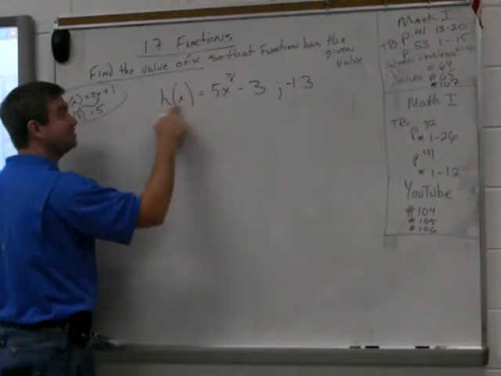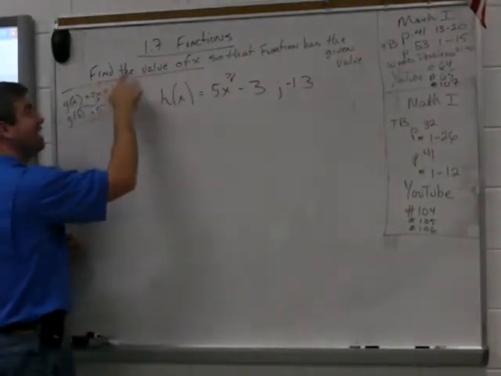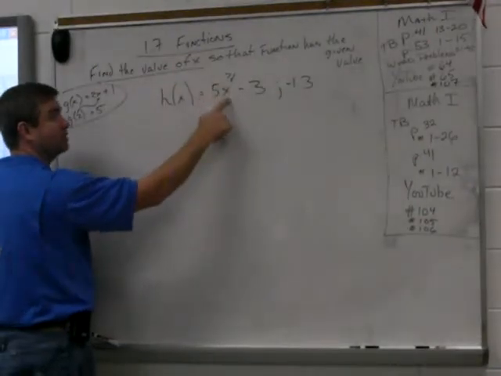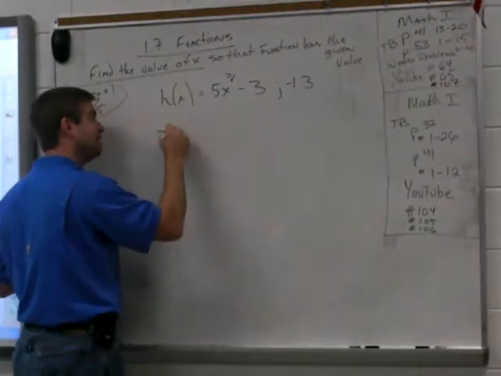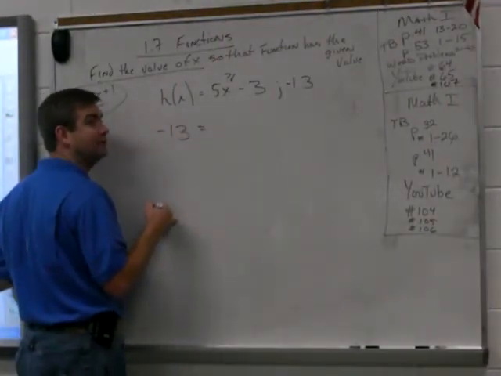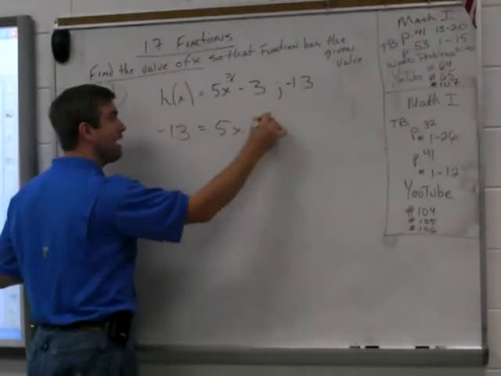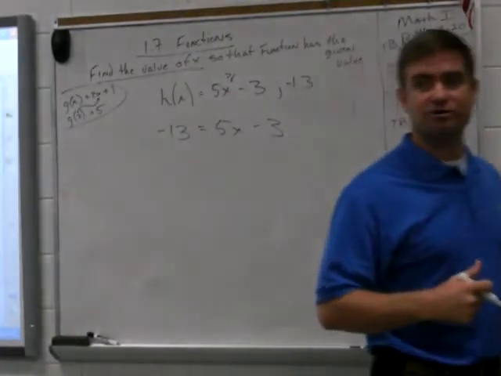That's right. H of x is now negative 13. Read it again. Find the value of x, meaning question mark, so that the function has the given value. Okay, so negative 13 is what I want my function to be equal to. That's my output. I'm trying to go backwards and find the input. What input gives me negative 13 as my output?